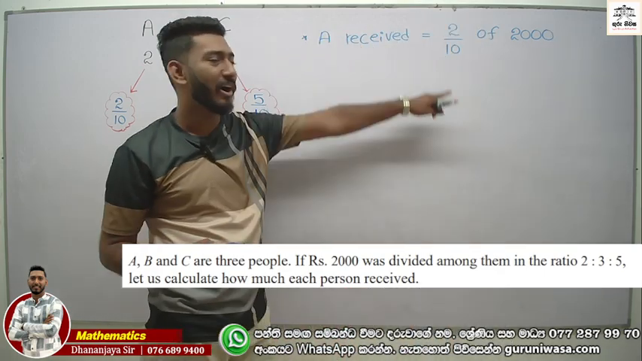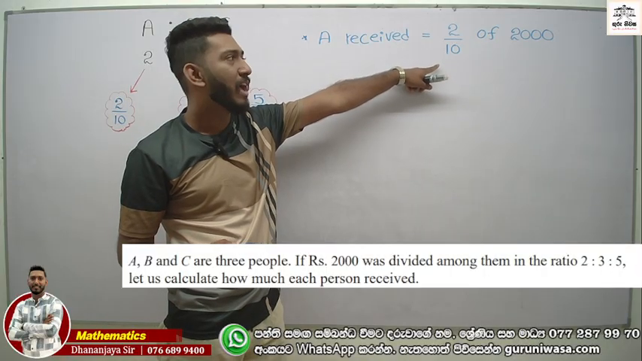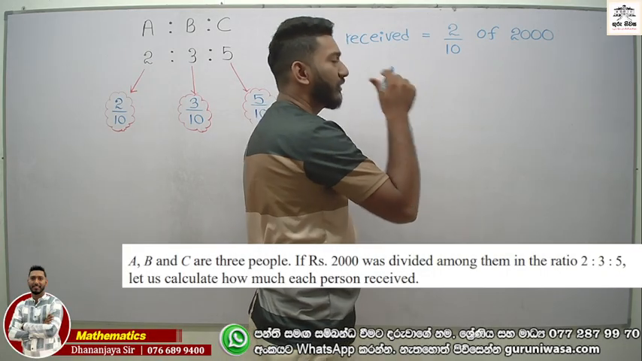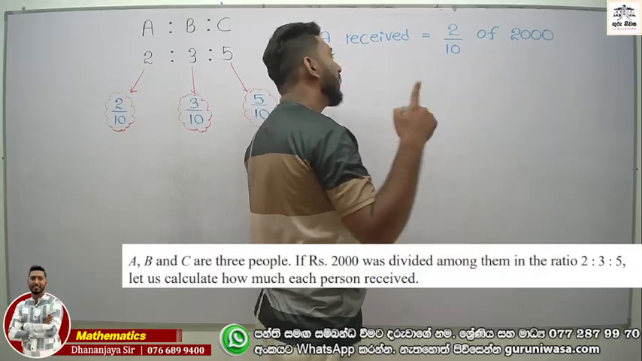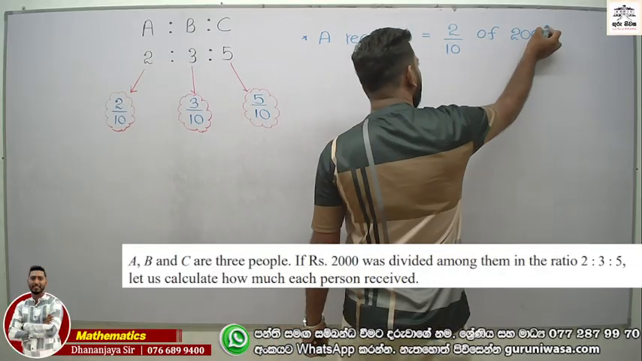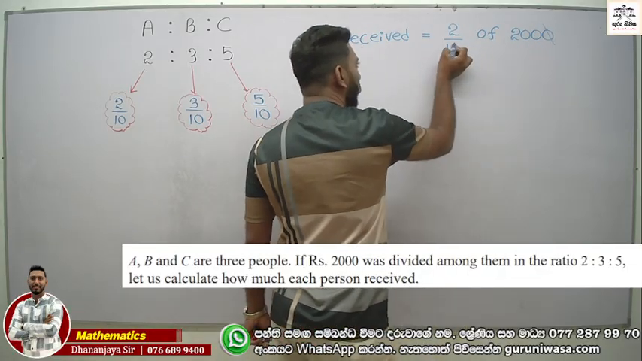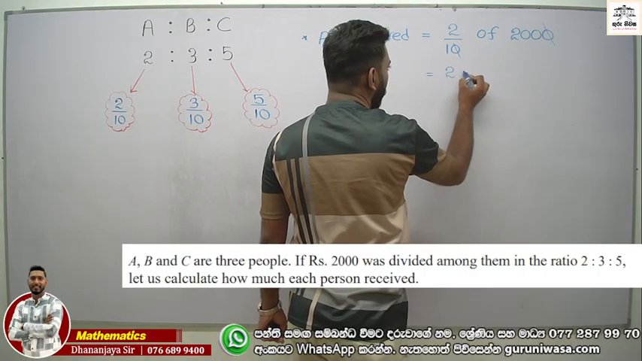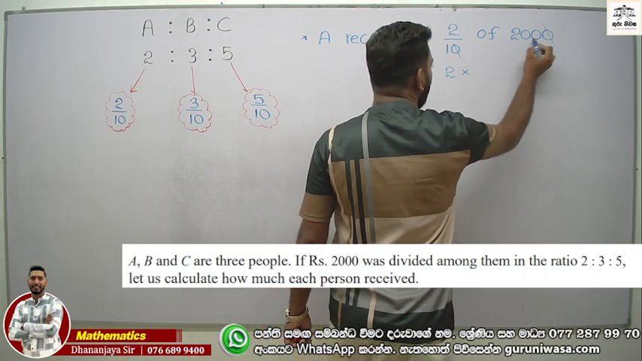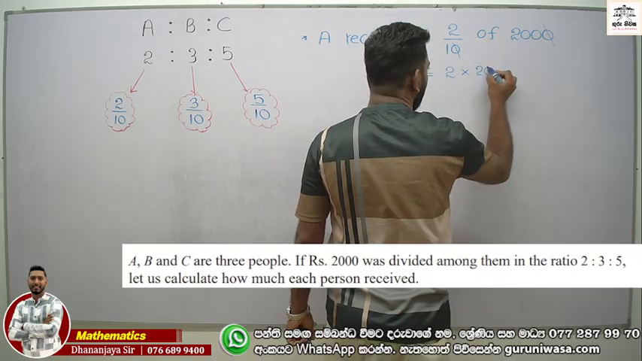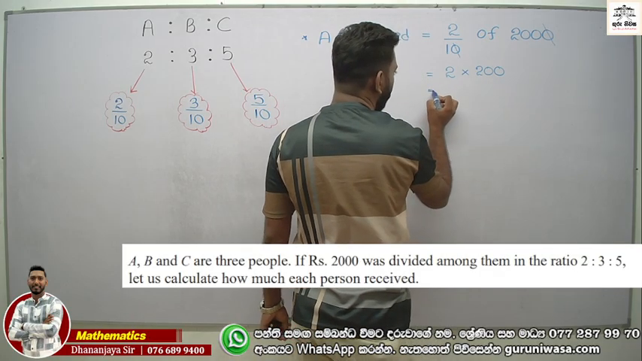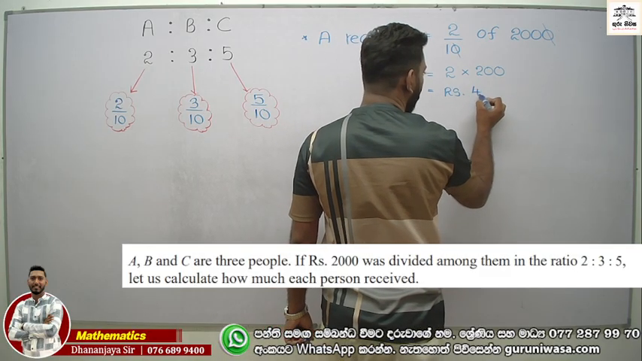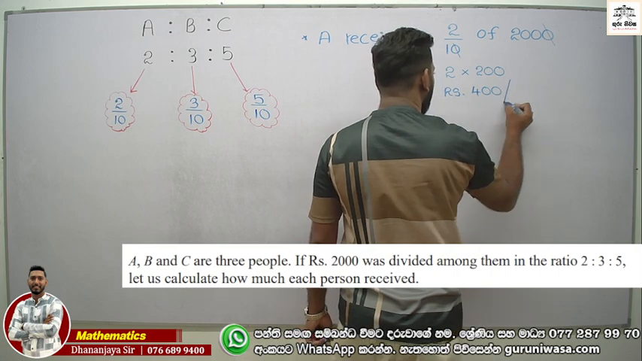Now you know how to use the fractions here. And of means multiplication. Now you can multiply 2 over 10 into 2000. You can simplify by eliminating 0 and 0. Now you can find the answer, 2 multiplied by 200. Now the answer becomes 400 rupees. 400 rupees. Did everyone understand?